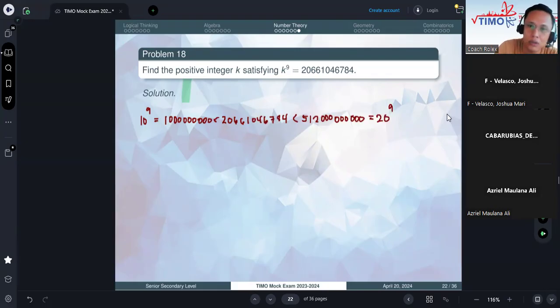Now, take note of the last digit. The last digit is an even number. So it is practical to try the even numbers only: 12 to the 9, 14 to the 9, 16, and 18 to the 9.